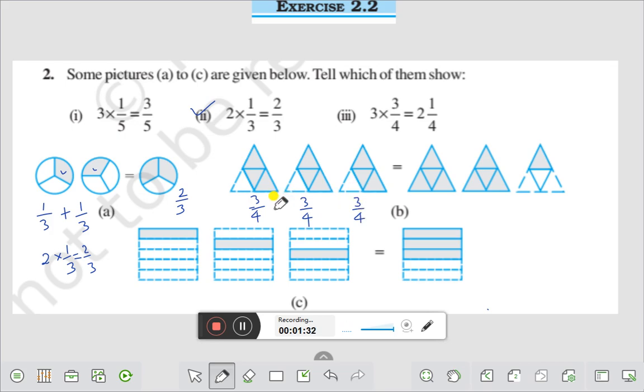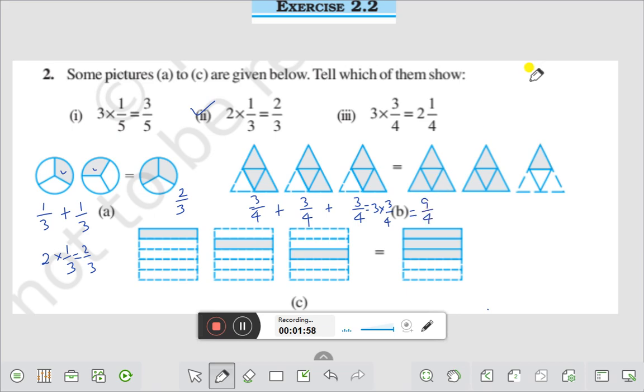If we add all the numbers, that is 3 by 4 plus 3 by 4 plus 3 by 4, that is 1, 2, 3. That is equal to 3 into 3 by 4. Right? And that comes to, what is the value? 3 3s are 9 by 4. This is 9 by 4.